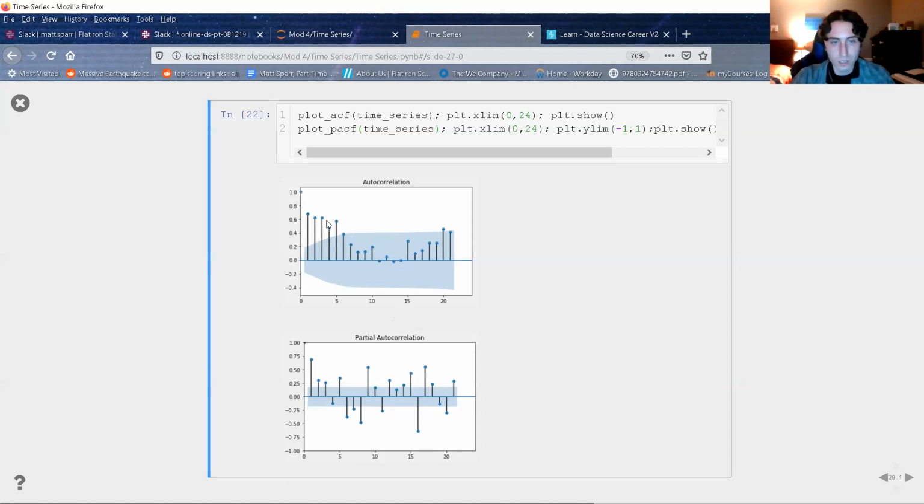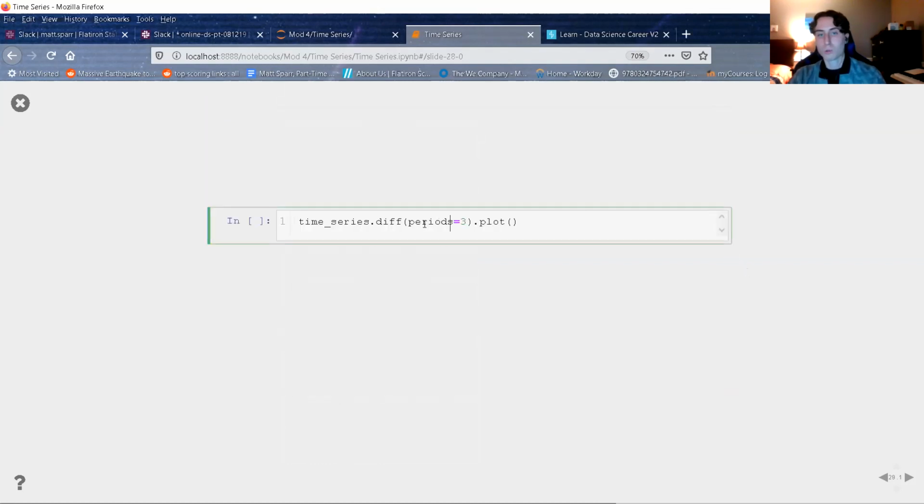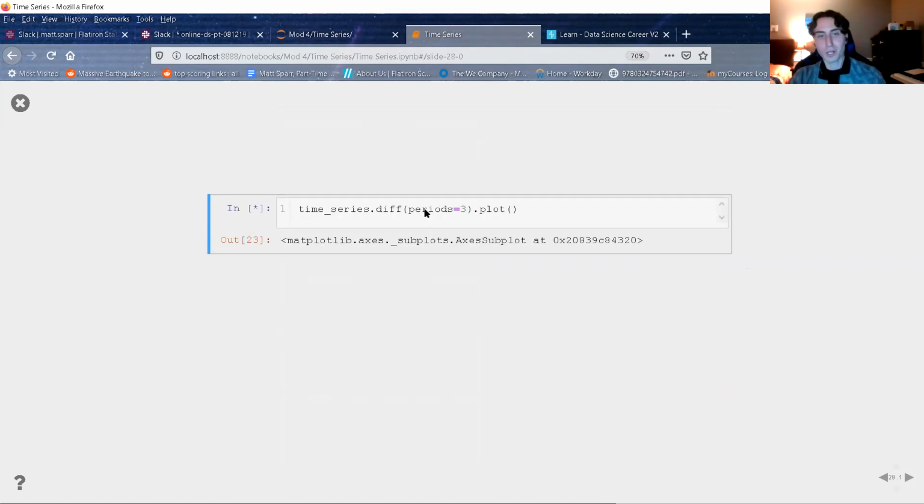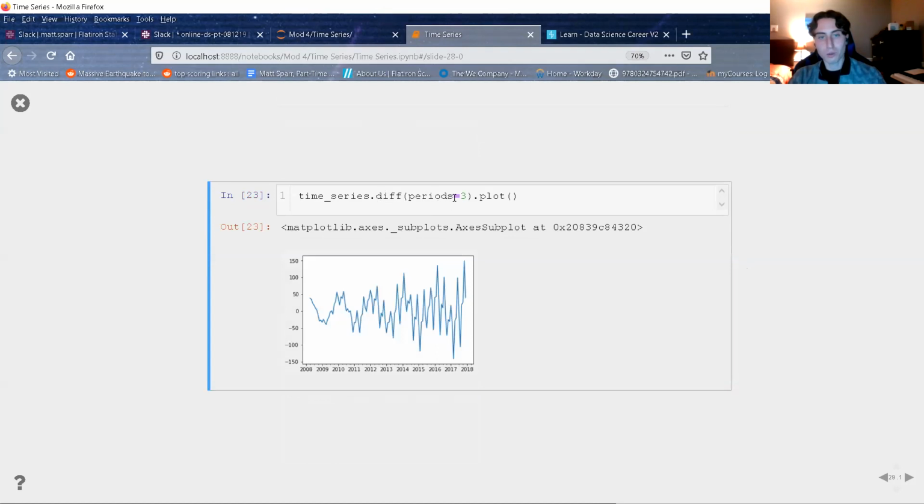Okay, that's a good guess. On the ACF, we can see it's pretty high. So we could try 3. That's the first one I was going to try. So we'll go ahead and use the difference. We'll plug in periods equals 3 and plot it.